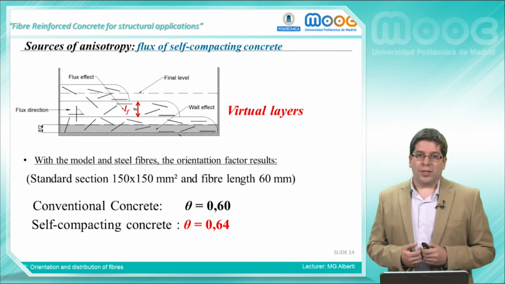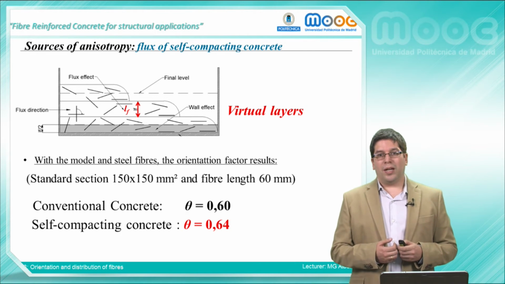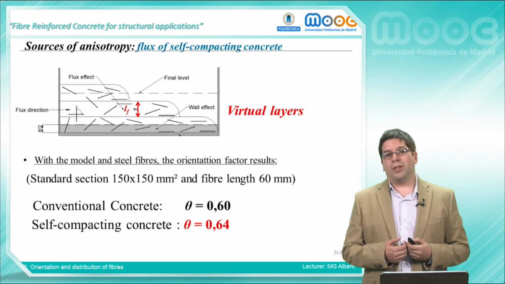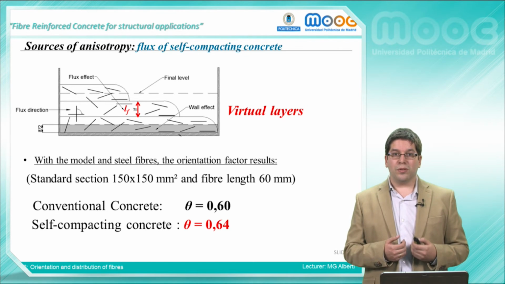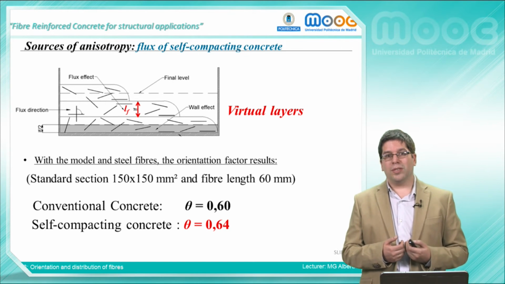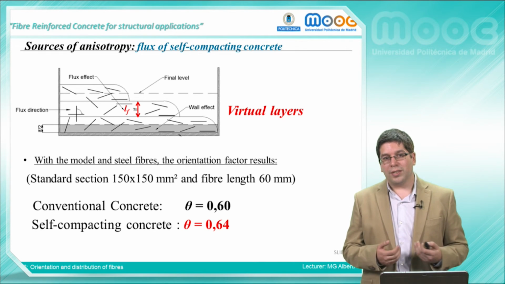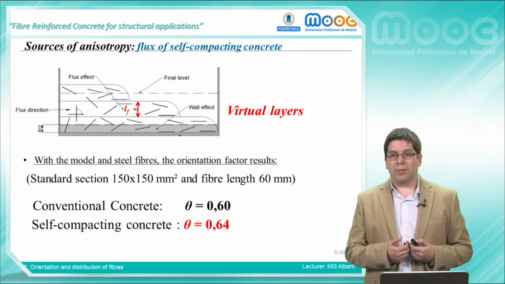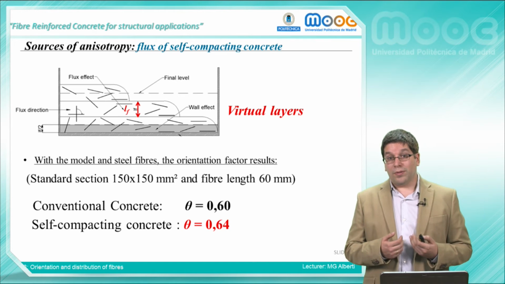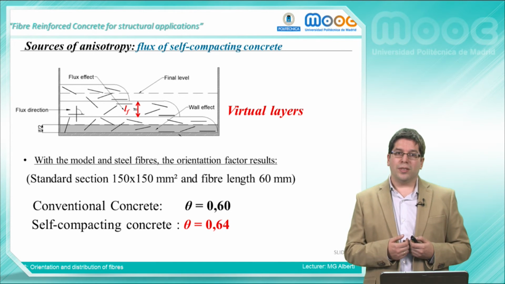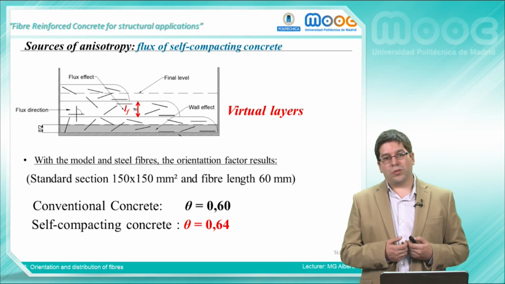Moving on to the case of self-compacting concrete, Laranjeira provided one idealized model to be considered for its use, which was to consider the flux of self-compacting concrete taking place in virtual layers of thickness equal to the fiber length. Therefore, if such boundaries are considered, the value of the orientation factor in the bulk is the same as that assumed for the presence of one wall, close to 0.6.